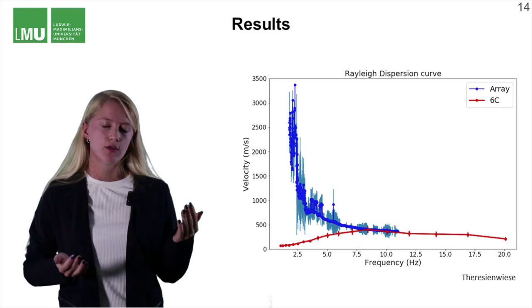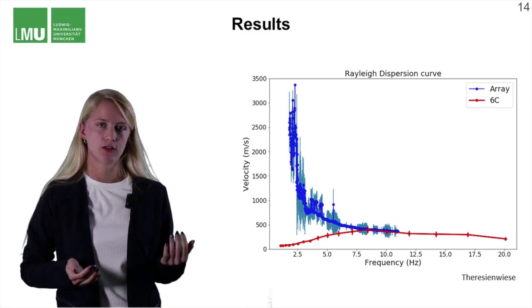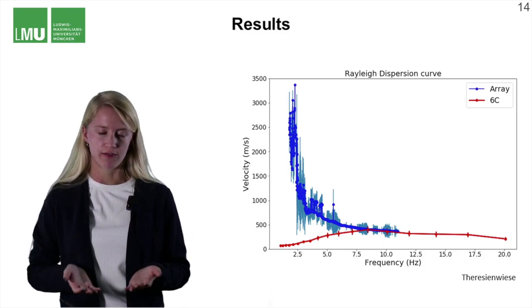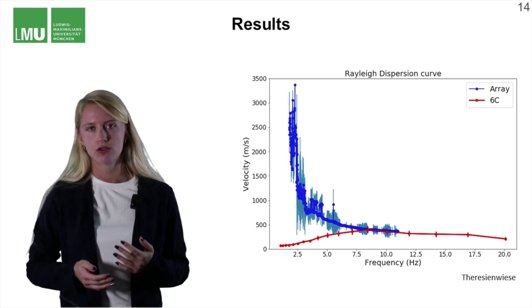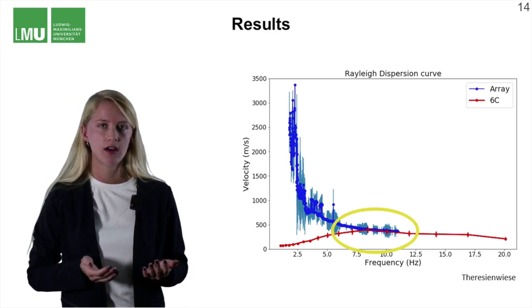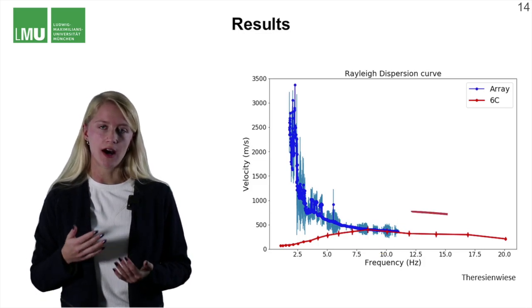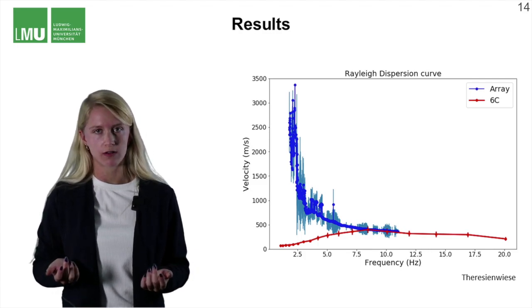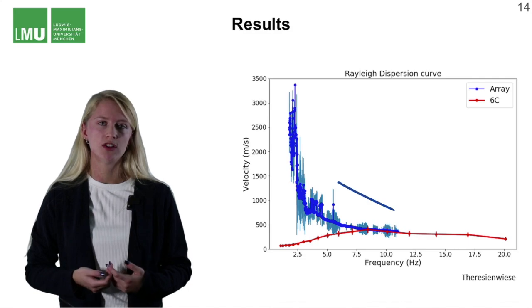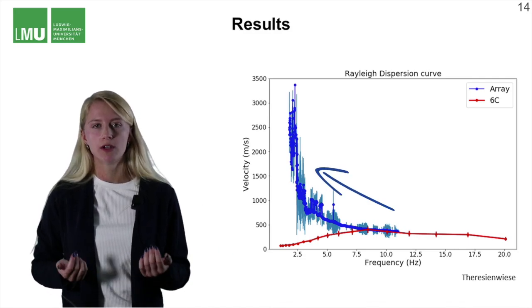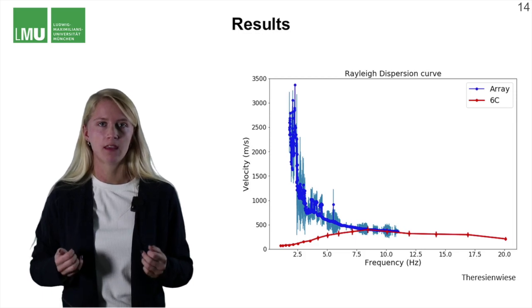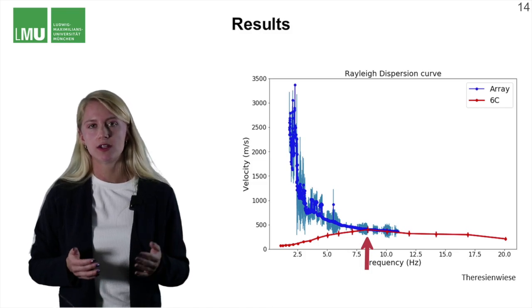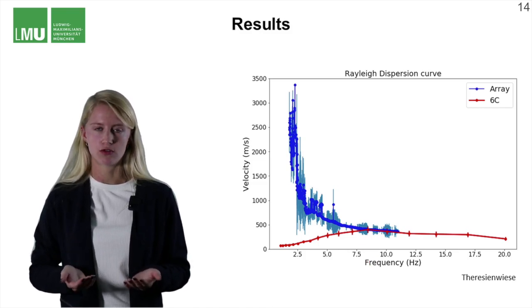Now let's look at some direct comparison of the dispersion curves from the array and the 6-component method. This is the result for the Oktoberfest location. We can see that the 2 curves intersect in a certain frequency range, but the 6-component data give us information to higher frequencies up to 20 Hz, which means we could resolve the shallow subsurface better, while the array data gives us information to lower frequencies, which means we can look deeper into the subsurface. And again, we see that the 6-component curve drops at a certain frequency, which again represents the limitation of our sensor in those low frequency ranges.